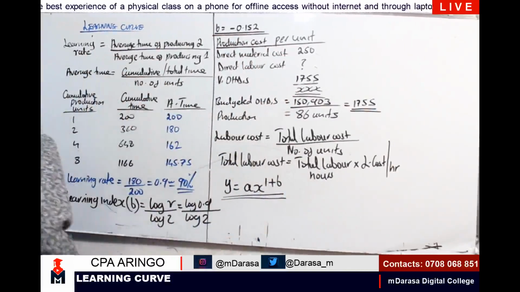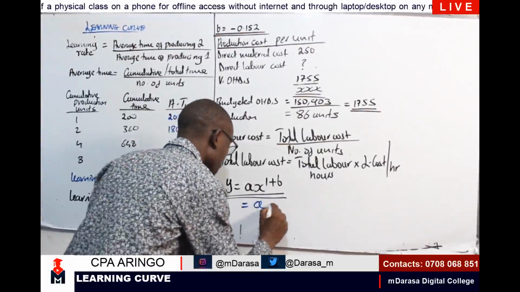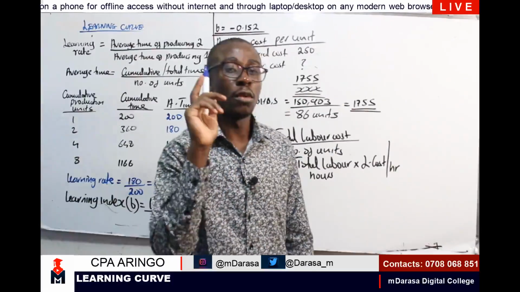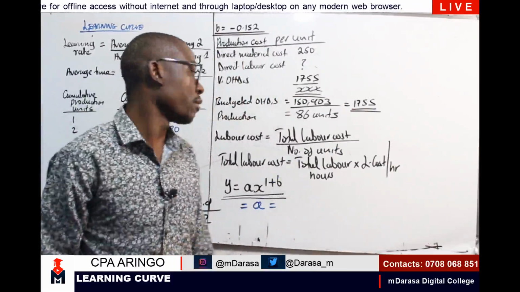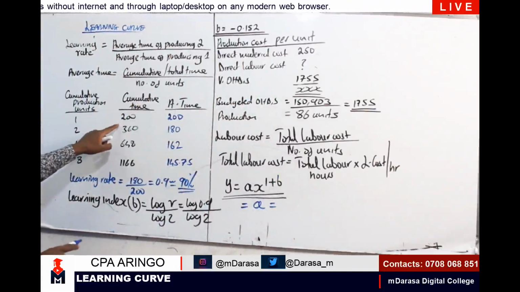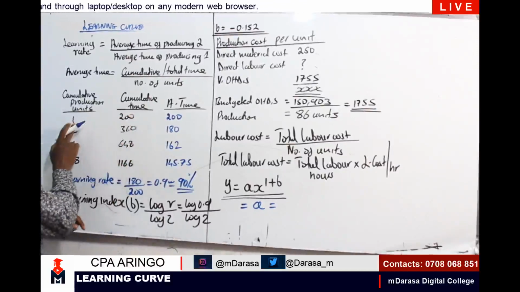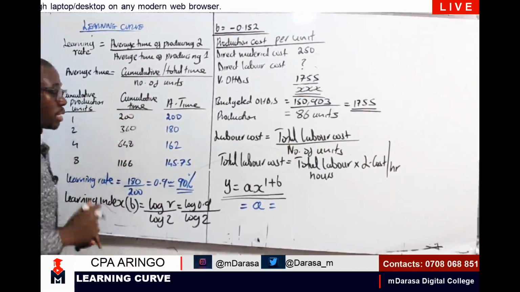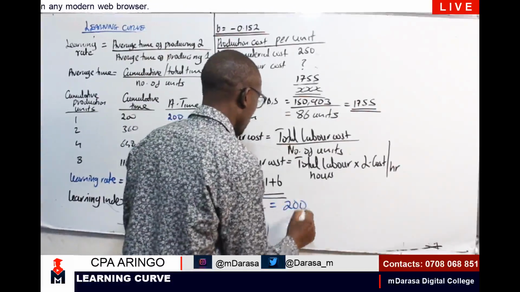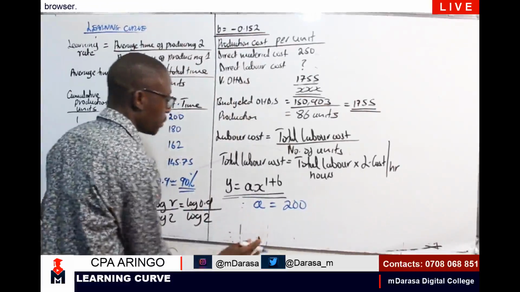So analyzing it, do we have our A, the time or cost of producing the first unit or batch? Yes, we have determined that one here. We are told that the cumulative time of producing the first batch or unit was 200. So confidently, I can say my A is 200. Recall what we determined earlier on, right?